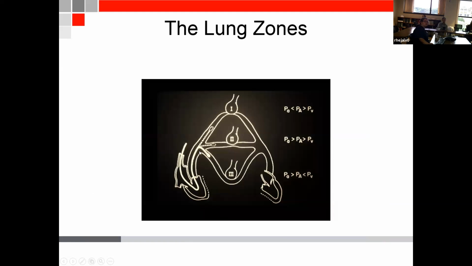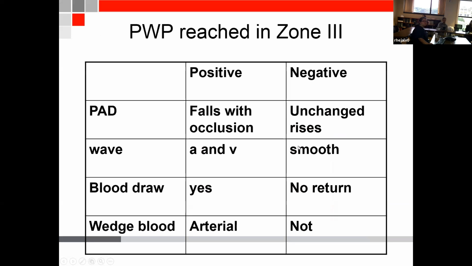Remember the West zones of the lung. West zone 3 is where your arterial pressure is greater than the pulmonary venous pressure, which is greater than alveolar pressure. In zone 1, the arterial pressure is much less, and then actually what you're recording is the alveolar pressure. And in zone 2, it's somewhere in between. To tell that you are wedging in the right zone, there are several techniques that you will see, like tests basically.